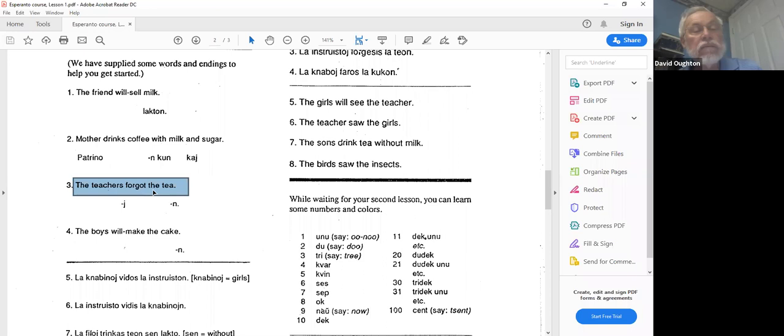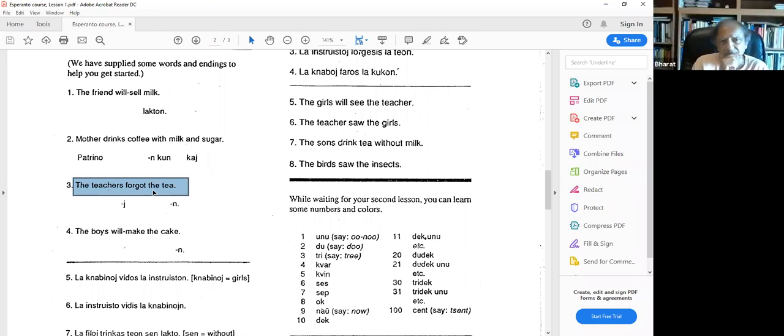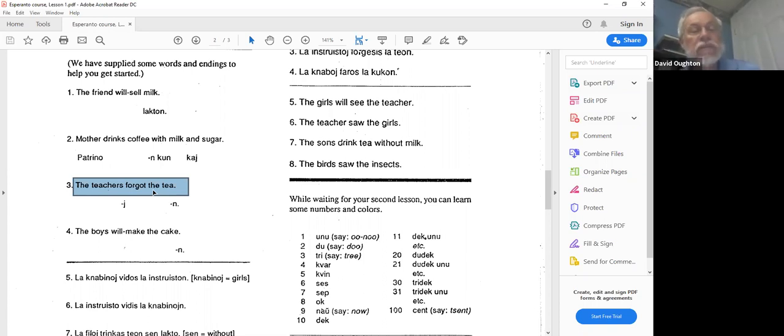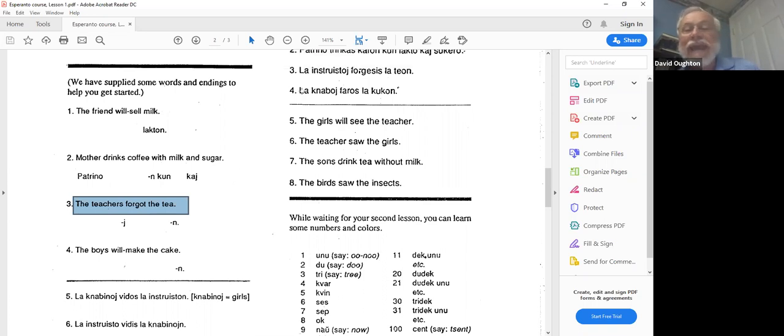And who's doing the forgetting? Teachers. So teachers are the subject of the sentence. And notice that there's more than one teacher, so it's plural, so we're going to have an oi sound. And forgot is in the past, so we're going to have an is sound at the end for forgot. Then teo is tea, so we're going to need an n on the end of teo for teon.